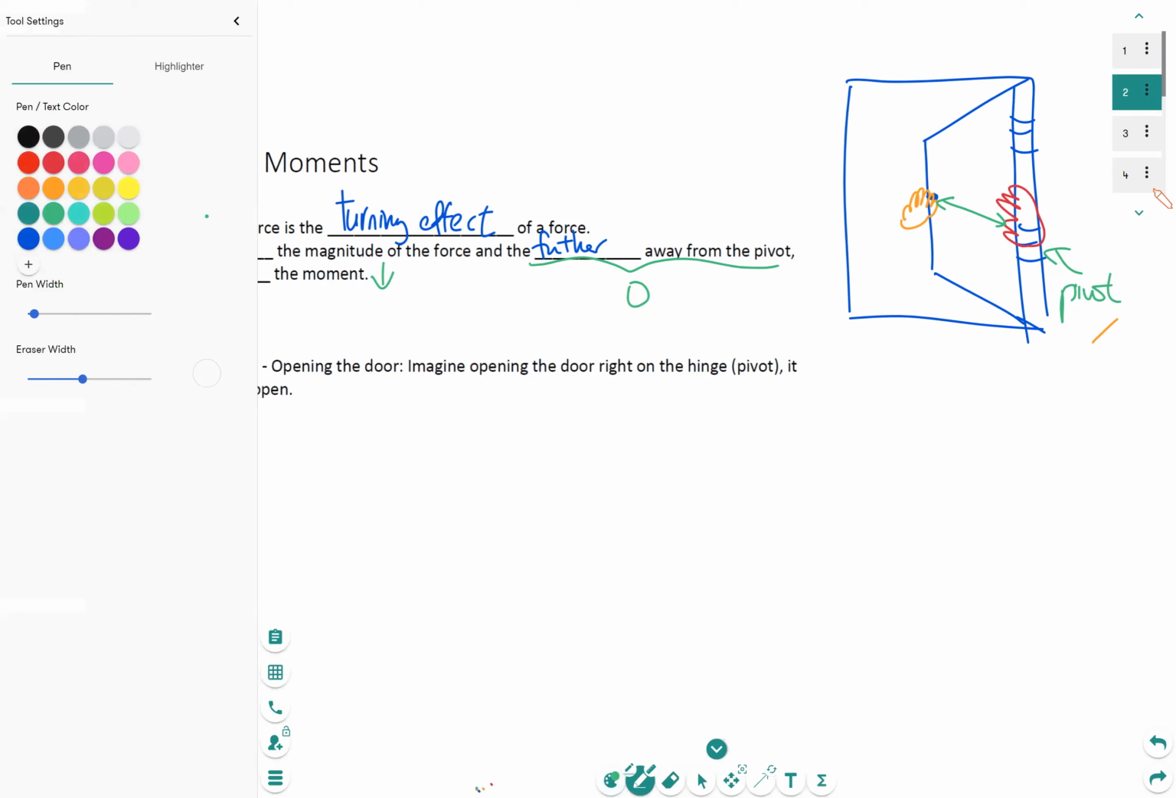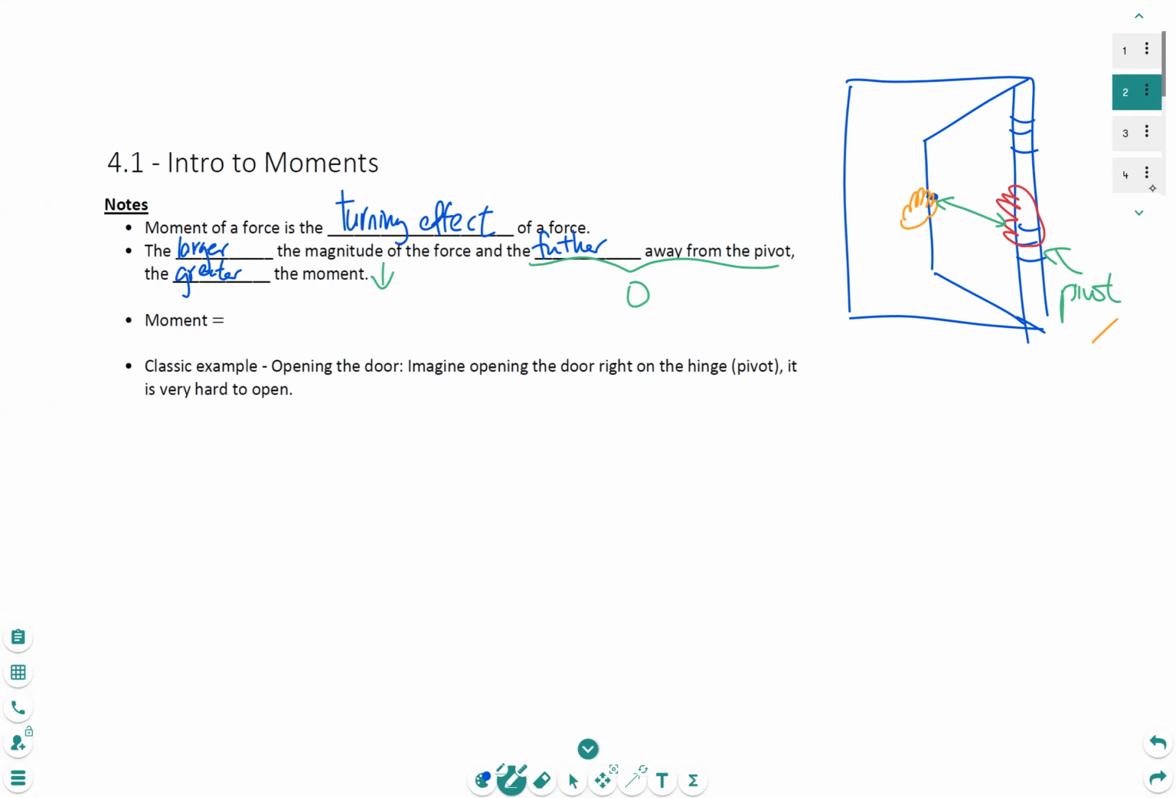So next, the moment. What is moment equal to? Moment is equal to the magnitude of force times the perpendicular distance away from the pivot.